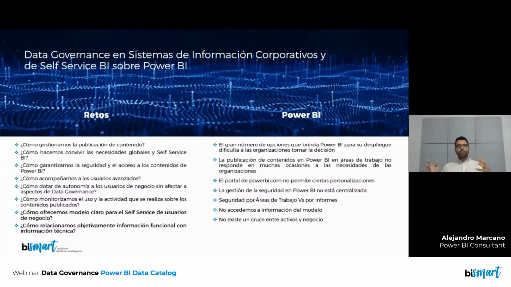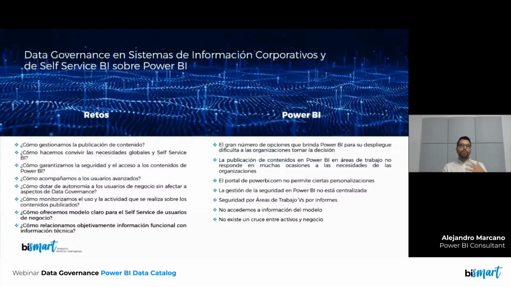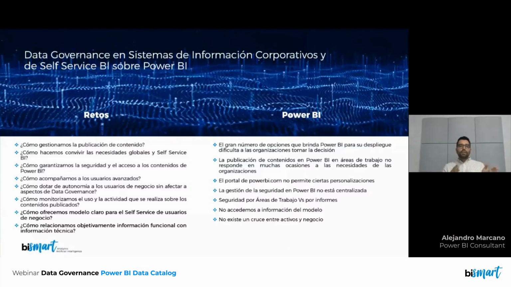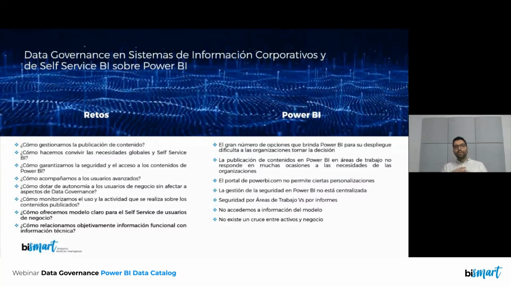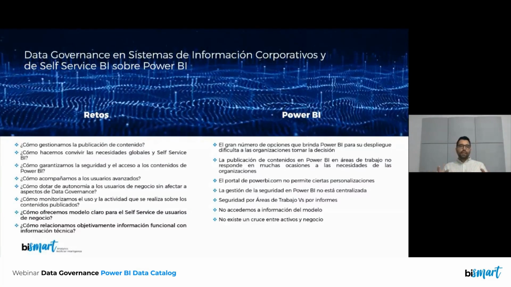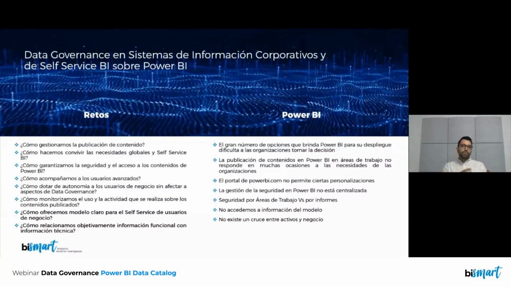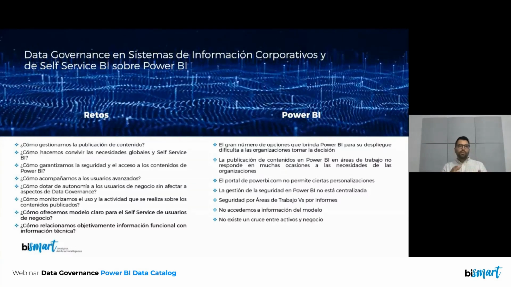How do we make this distribution? Do we do it via report? Do we do it via app? Via work area? What are the scenarios that fit with each of these so that our audiences can get the best benefit according to the content that corresponds to them?